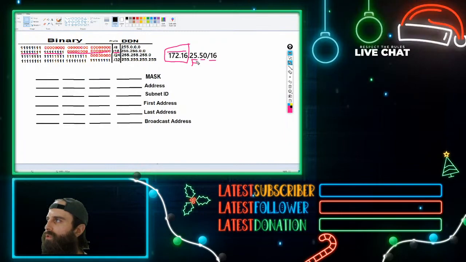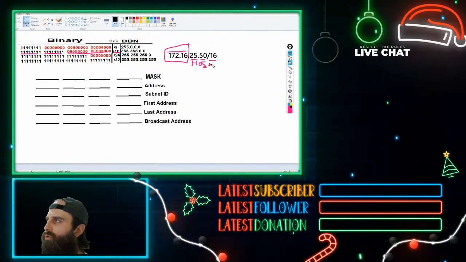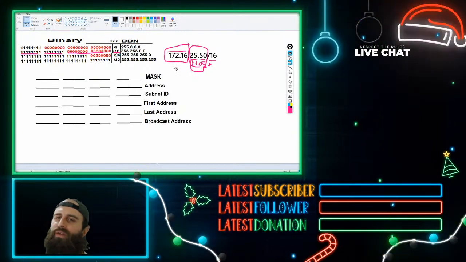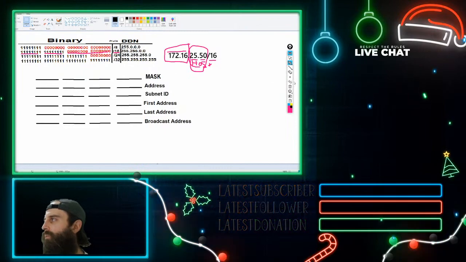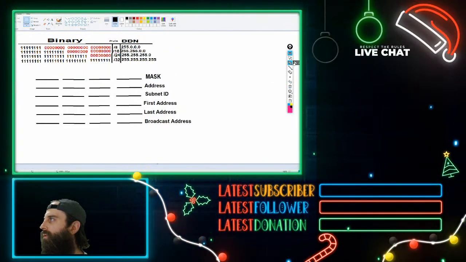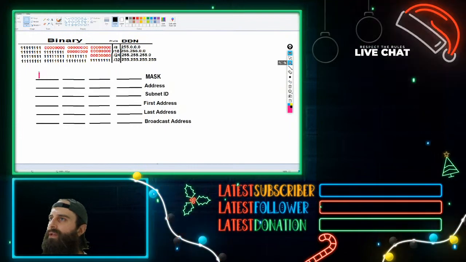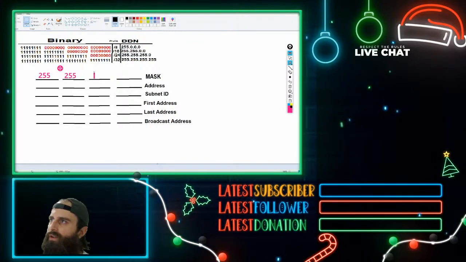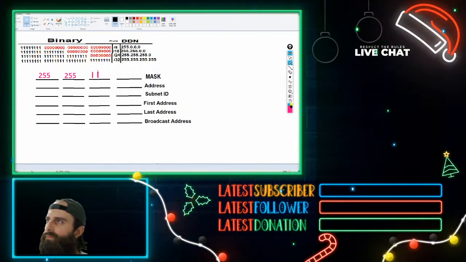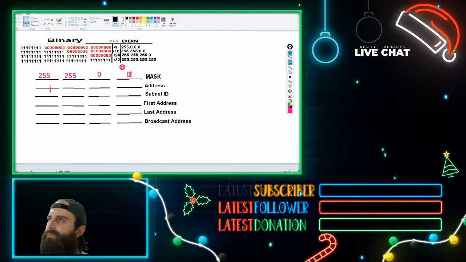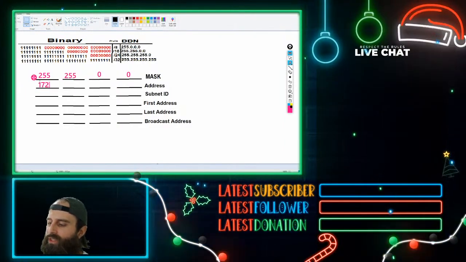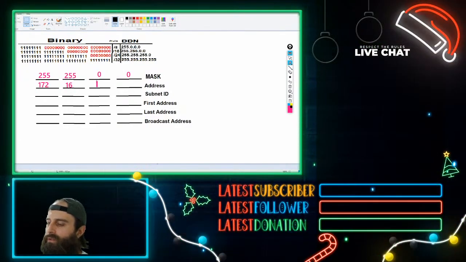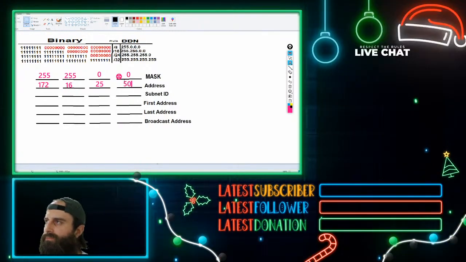25.50 is the host. These are the host bits. 25.50 are the host bits. 172.16 are the network bits, okay? So let's write our mask down here. We got 255, 255, and then this is 0, and then 0. Remember the address is 172.16.25.50.